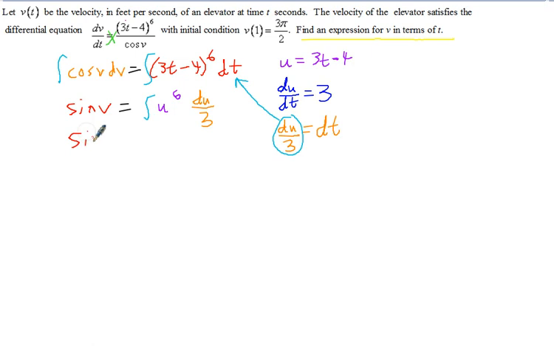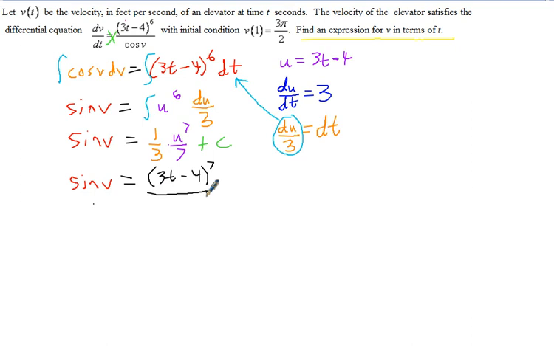So you have sine of v equals, we can pull out the 1/3. And then when you integrate u to the 6, we get u to the 7th over 7. So if we simplify that, we have sine of v equals, that'll be 21, and you also need to plug u back in. So let's do that at the same time. (3t minus 4) to the 7th over 21.